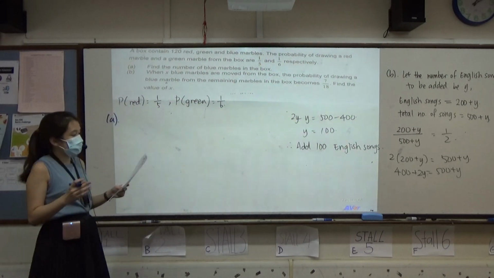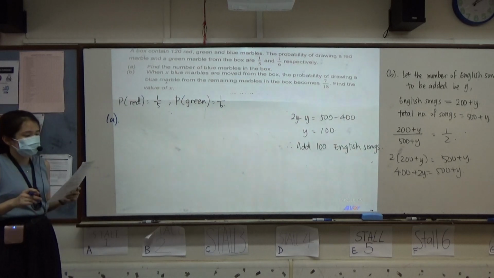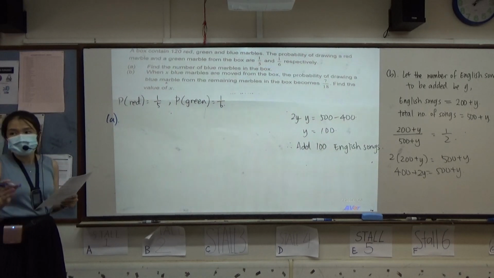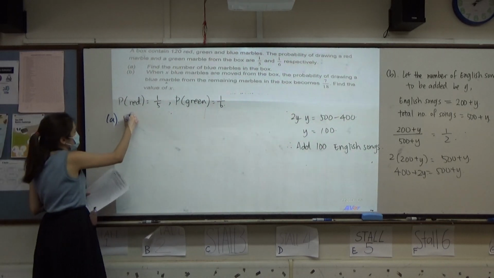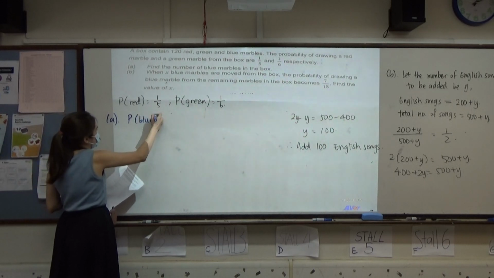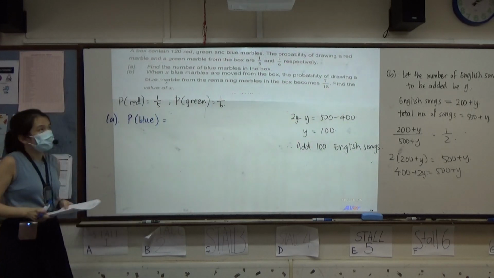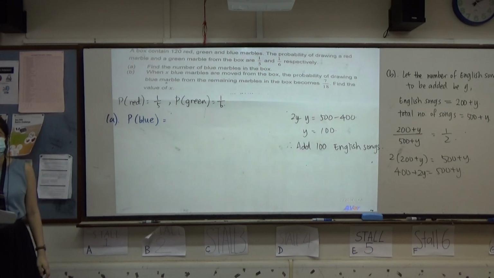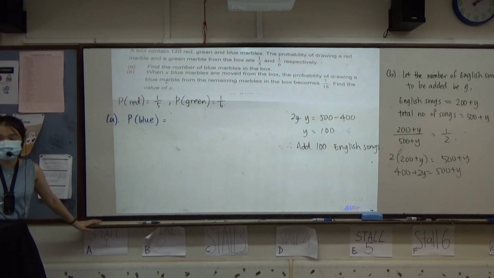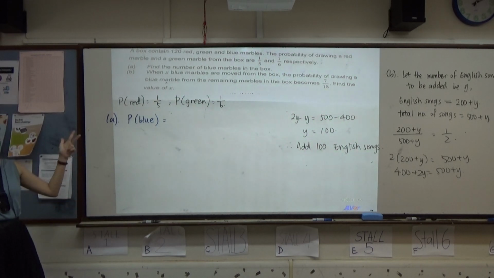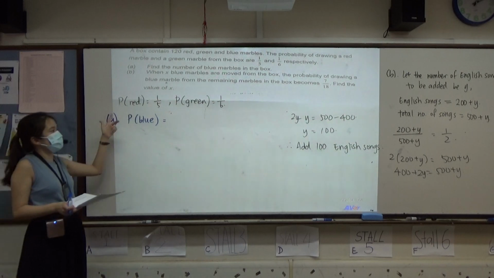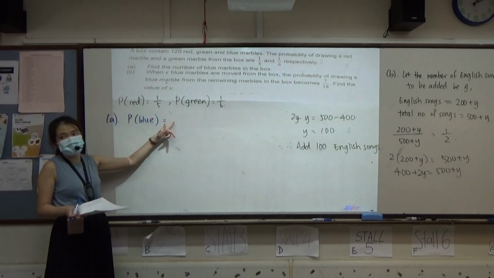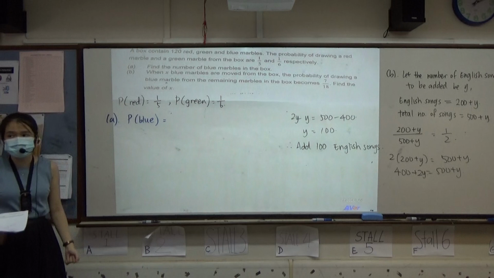Can we find the probability of getting a blue marble? How do I find that? What kind of colors are there in the box, Janice? There are 3 colors, so there's red, green, and blue, right? I now already know the probability for red and the probability of green, so what would the probability of blue actually be?